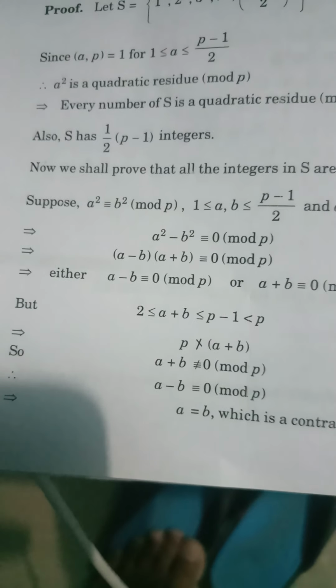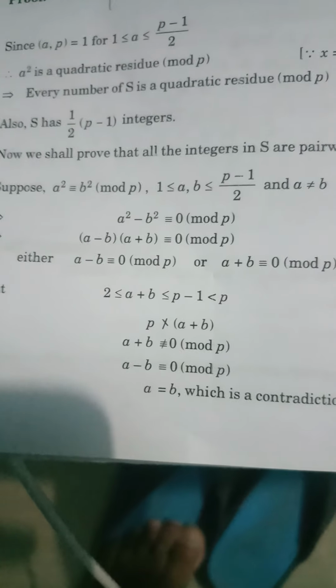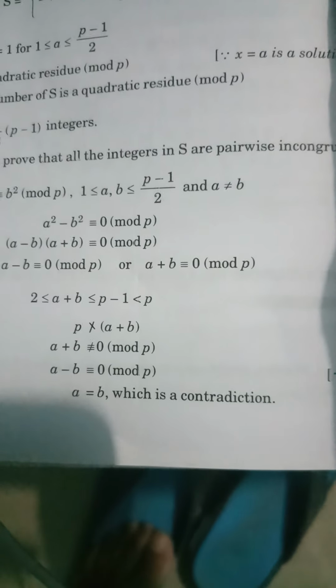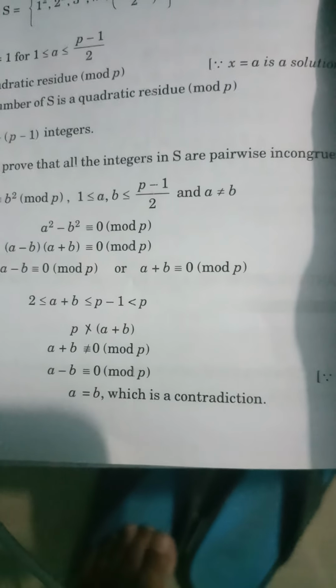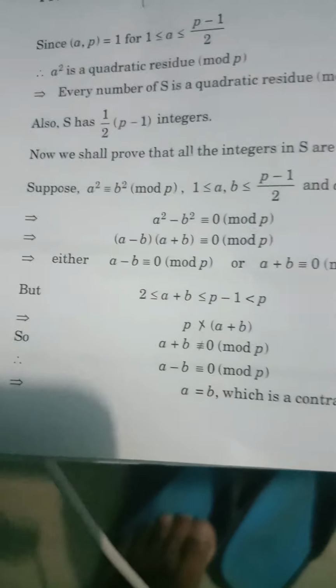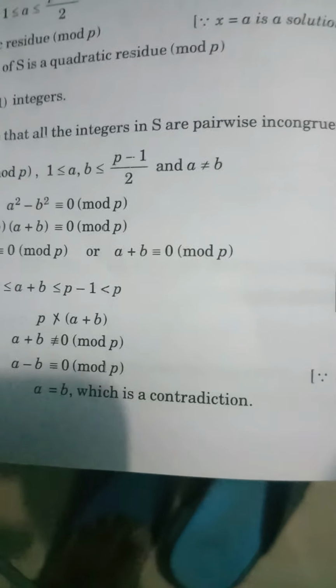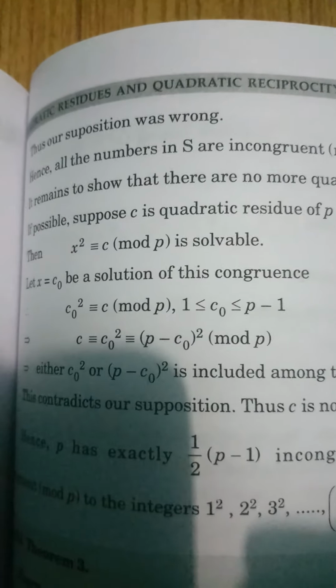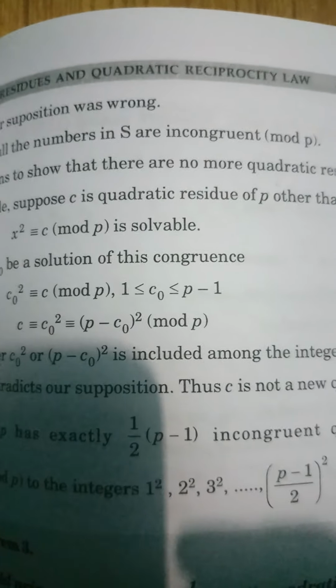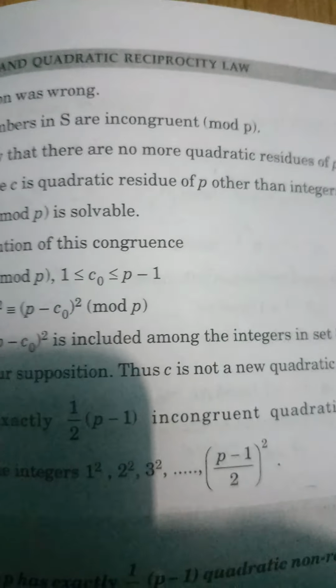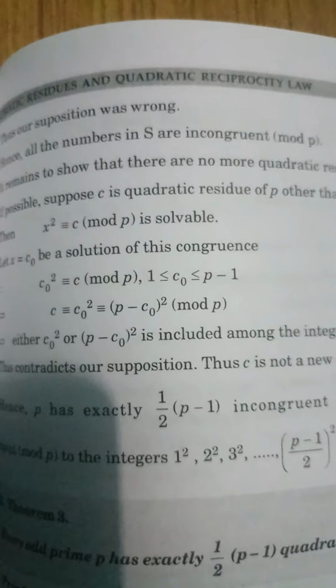Therefore a minus b is congruent to 0 mod p. This implies a is congruent to b, so a equals b, which is a contradiction. Thus our supposition is wrong. Hence all the numbers in S are incongruent mod p. Not congruent, incongruent.